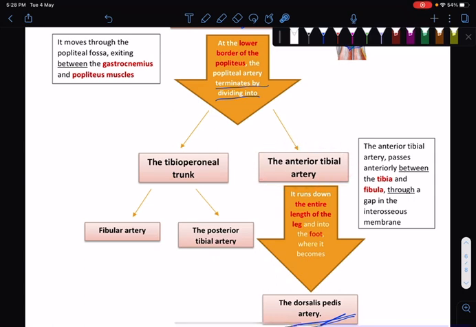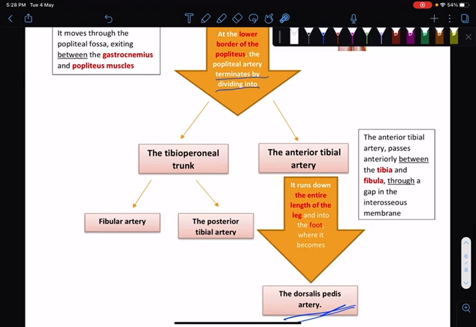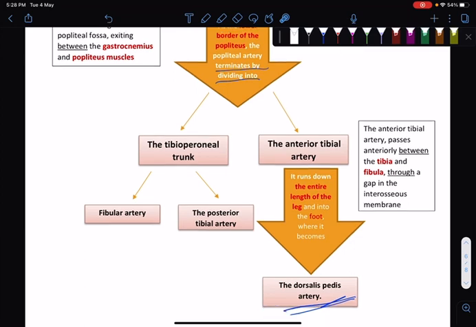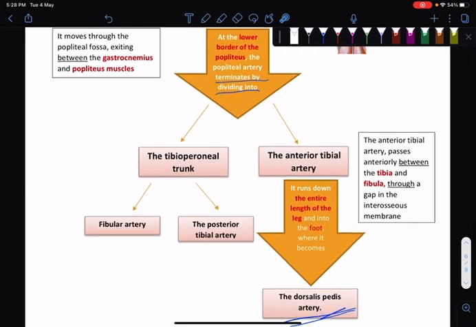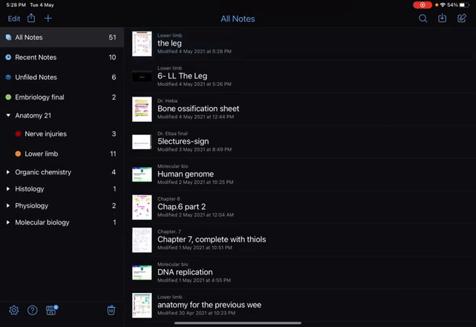The anterior tibial artery, which is a branch of the popliteal artery at the lower border of the popliteus muscle, runs the entire length of the leg and into the foot. بروح للفوت where it becomes نفس structure بس another name, the dorsalis pedis artery, which goes on the dorsal surface of the foot. The anterior tibial artery زي ما حكينا passes anteriorly between the tibia and the fibula through a gap in the interosseous membrane. إيش هو anterior tibial artery. So yeah. خلينا هون نضل.